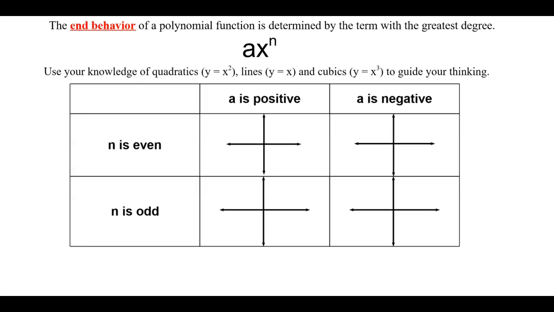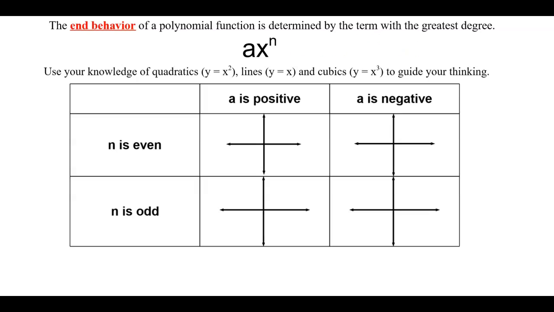Okay, the end behavior is determined by the leading coefficient and the degree. So pretend like we have ax to the n here. Now pretend like that's the first term in some polynomial. So like plus bx to the n minus 1 plus c.